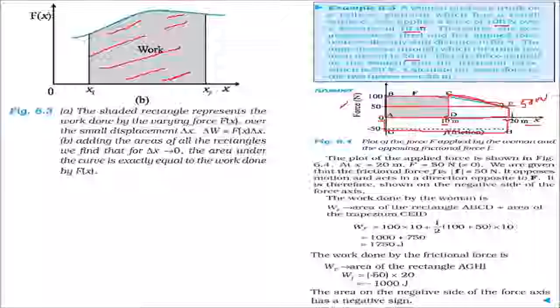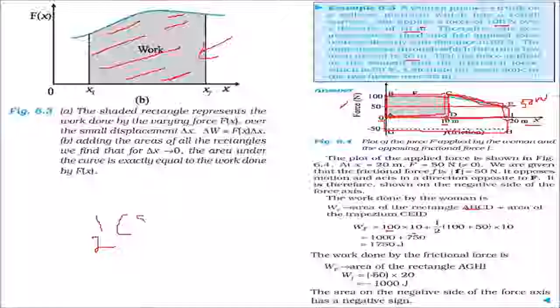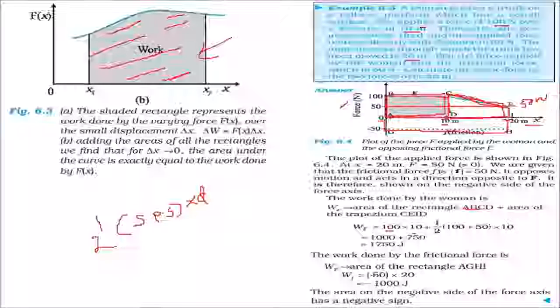So what we can do here is, we know that we have to find the area of the graph of F and x. In order to find the work done by the woman, first is this area, which is ABCD, and second is this trapezium, which is the area CEID. The first is a rectangle, so we have to take 100 into 10. Then this is a trapezium, half into the sum of the parallel sides and the distance between them. The sum of the parallel sides here is 100 and 50. So half into 100 plus 50, and the distance between them is 10. Just compute it, it will be 1750 joules.